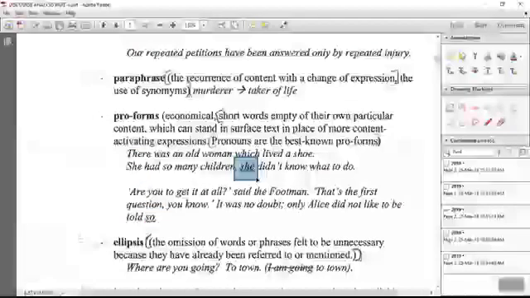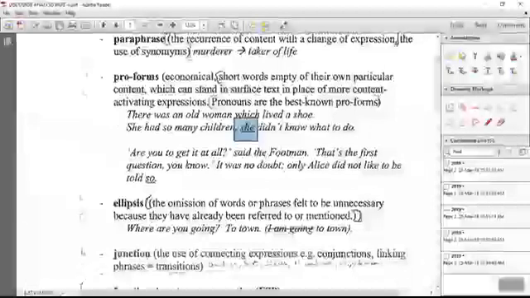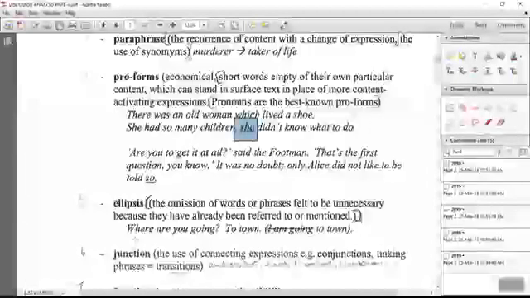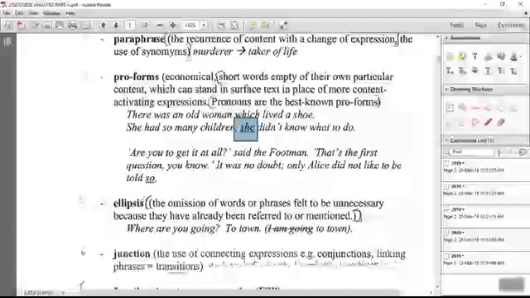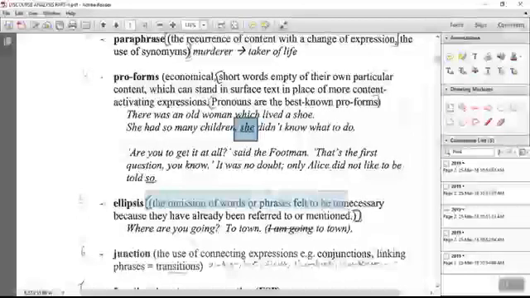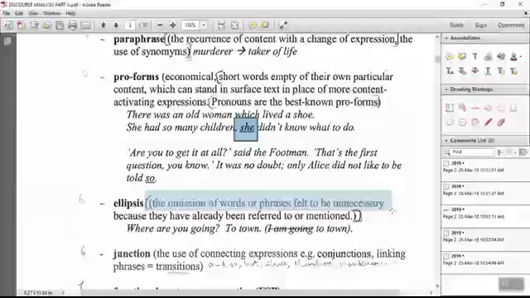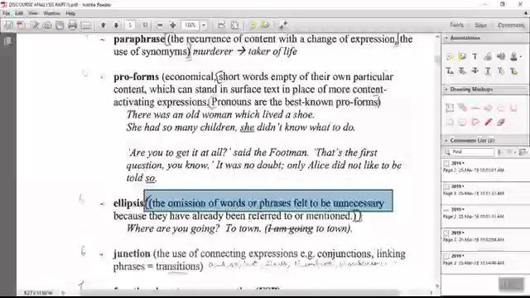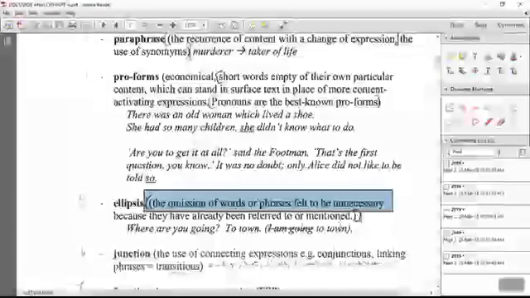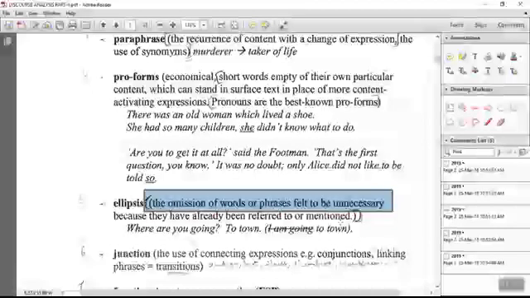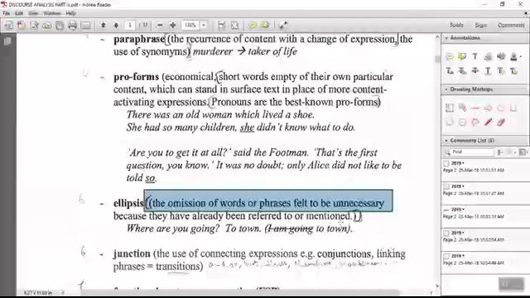And then we have the fifth device, that is ellipsis. Ellipsis تكلمنا عنها في الجزء الأول, which is the omission of words or phrases felt to be unnecessary because they have already been referred to or mentioned, or could be understood from the context.